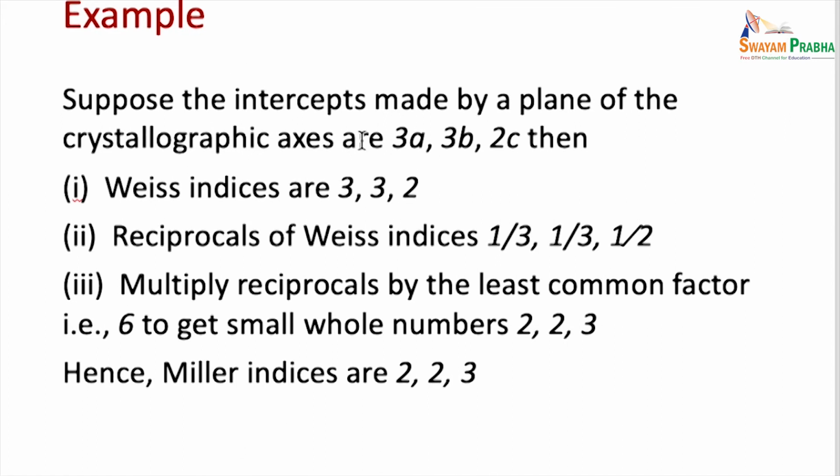So the example here taken is of 3A, 3B, 2C. Now the Weiss indices are what? 3, 3, 2. You take the reciprocal, you get 1 by 3, 1 by 3, 1 by 2. Now you have to clear the fractions, so you take an LCM and you multiply each by the LCM. So 1 by 3 into 6 you get 2, 2, and 1 by 2 into 6 you get 3. So you get Miller indices as 2, 2, 3.